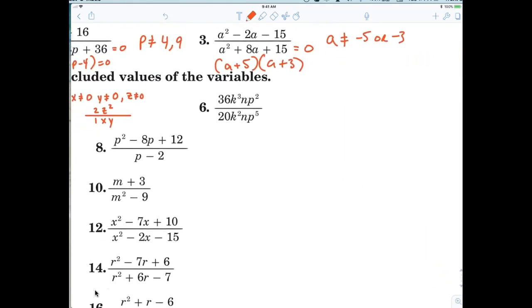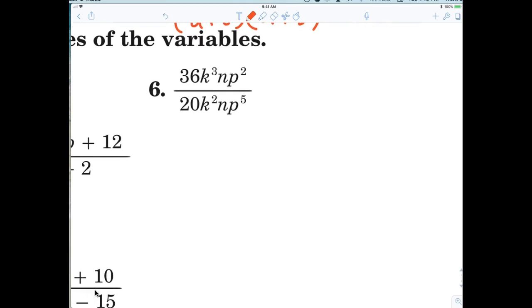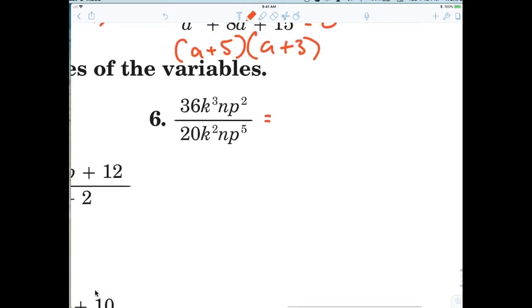Here we go. Everybody take a look at question number 6. See if you're getting it. All right, so k cannot equal what? 0. N cannot equal, and p cannot equal. All right, now let's reduce the fraction properly. So 36 over 20 can be reduced to, is everybody happy with 9 over 5? Yeah. All right, now remember, ask me if you're not sure.